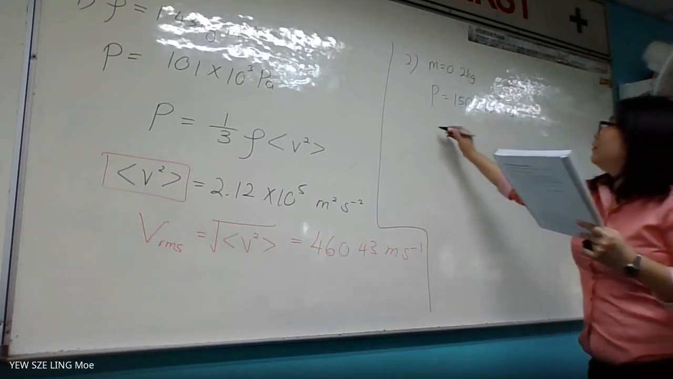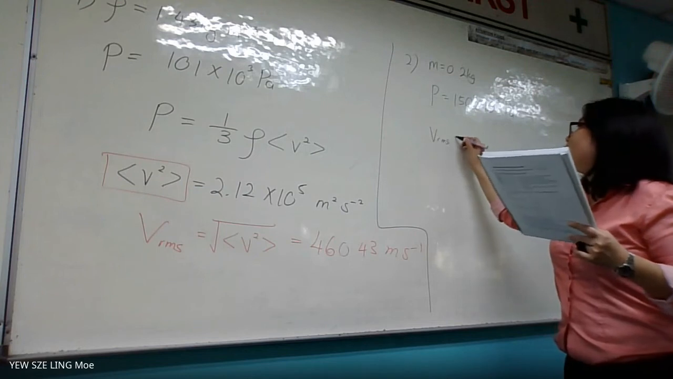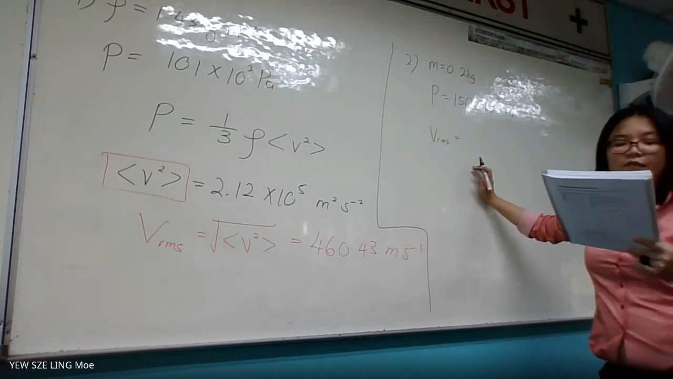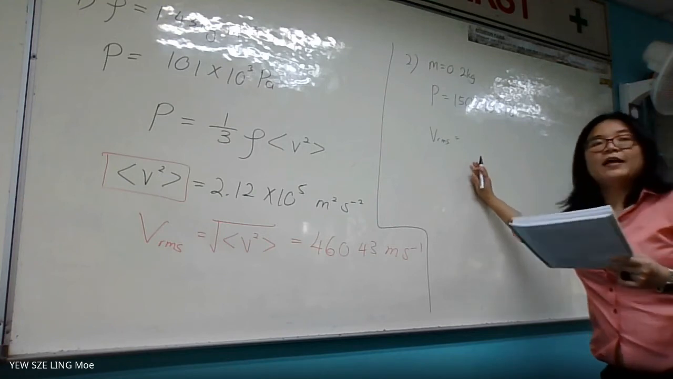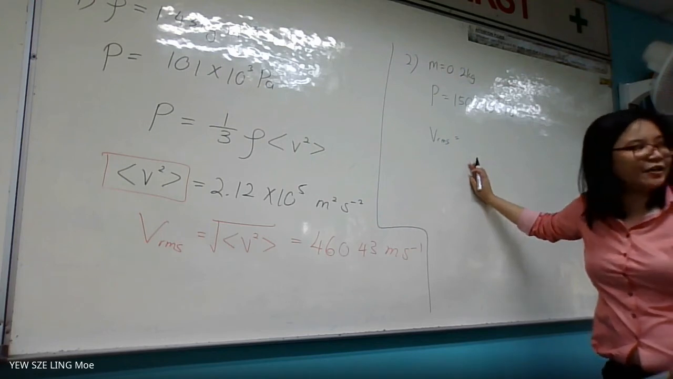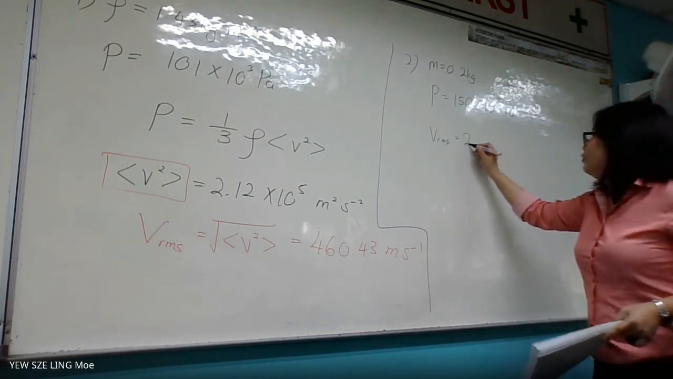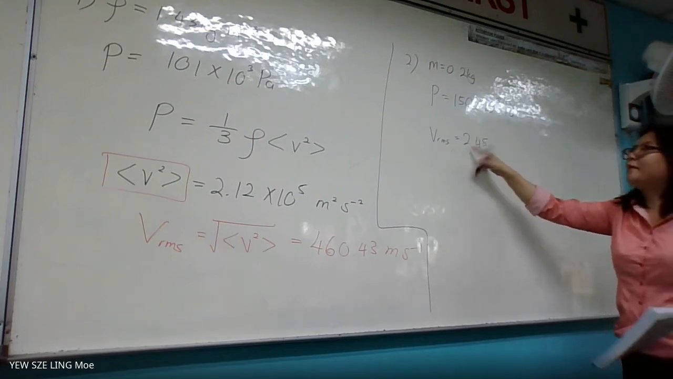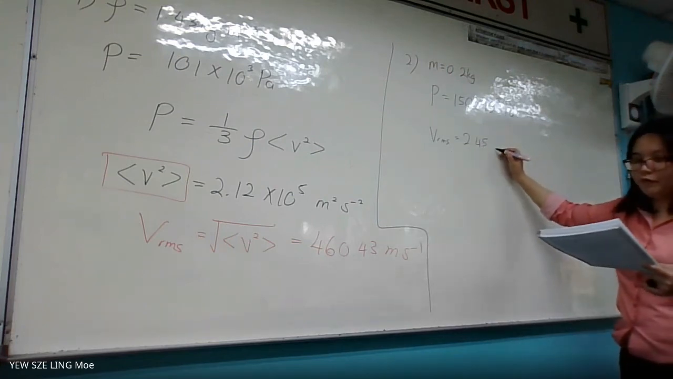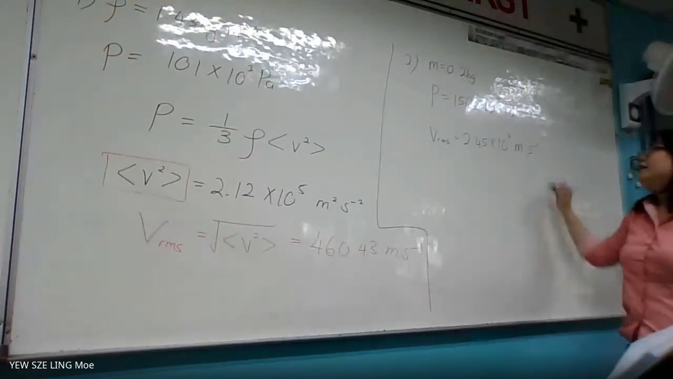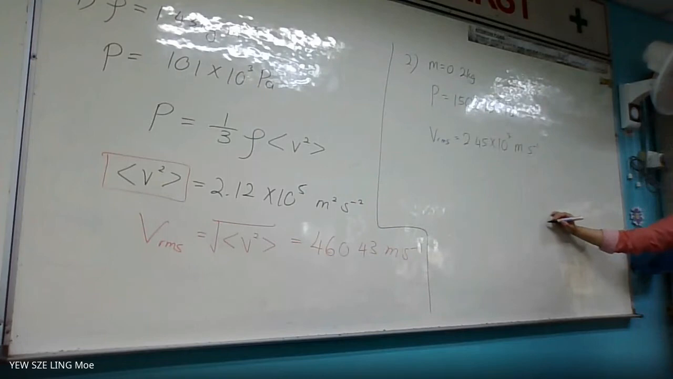V_rms is given. Now you have to be careful with the values given. If you look at the question, you're given a value of 2.45 km per second. Km is not an SI unit, so you need to change it into SI unit. Therefore, V_rms is equal to 2.45 times 10 to the power of 3 m s^-1. So that is your V_rms.